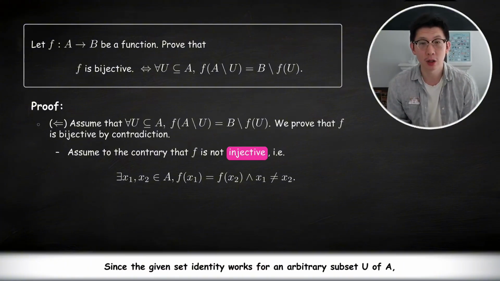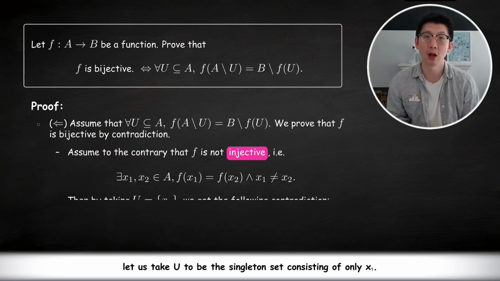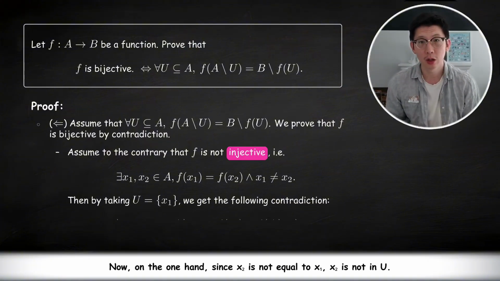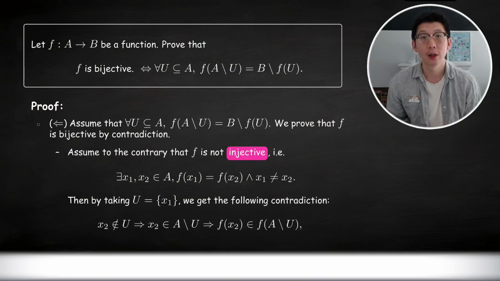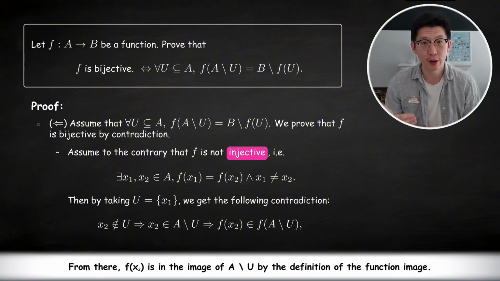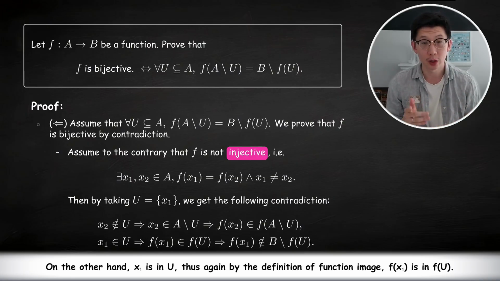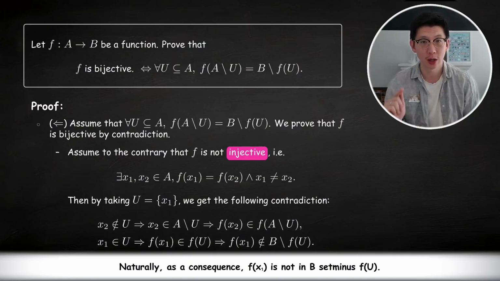Since the given set identity works for an arbitrary subset U of A, let us take U to be the singleton set consisting of only x1. Now, on the one hand, since x2 is not equal to x1, x2 is not in U. Yet x2 is in A, thus x2 is in A \ U. From there, f(x2) is in the image of A \ U by the definition of the function image. On the other hand, x1 is in U. Thus, again by the definition of function image, f(x1) is in f(U). Naturally, as a consequence, f(x1) is not in B \ f(U).